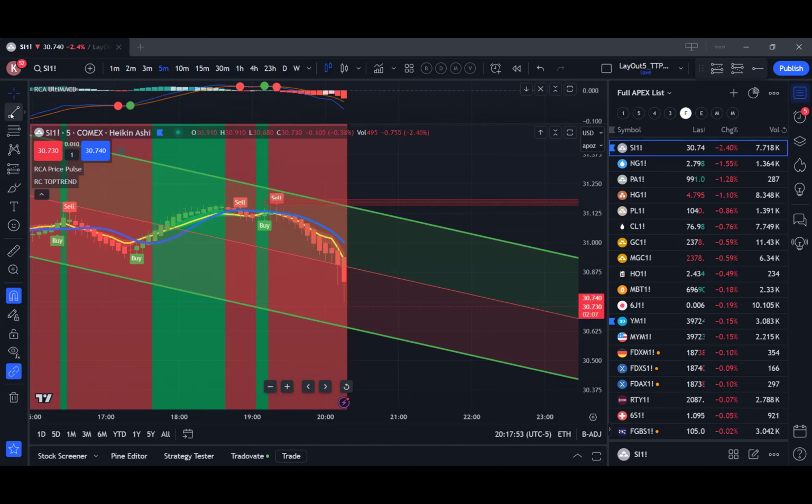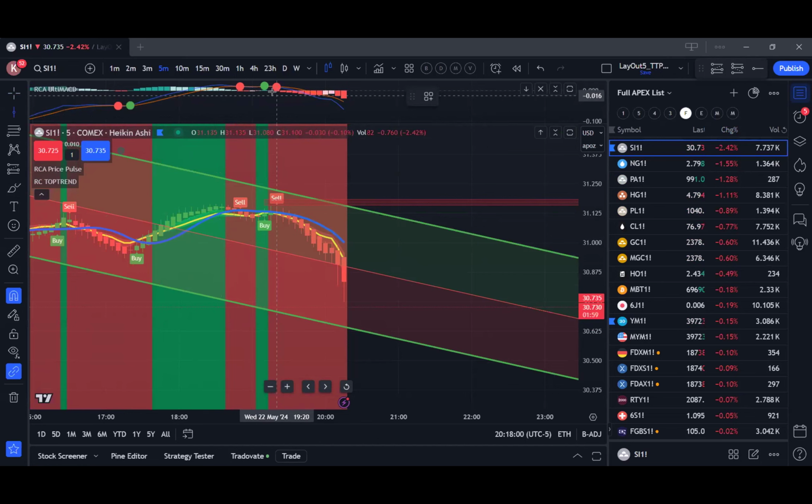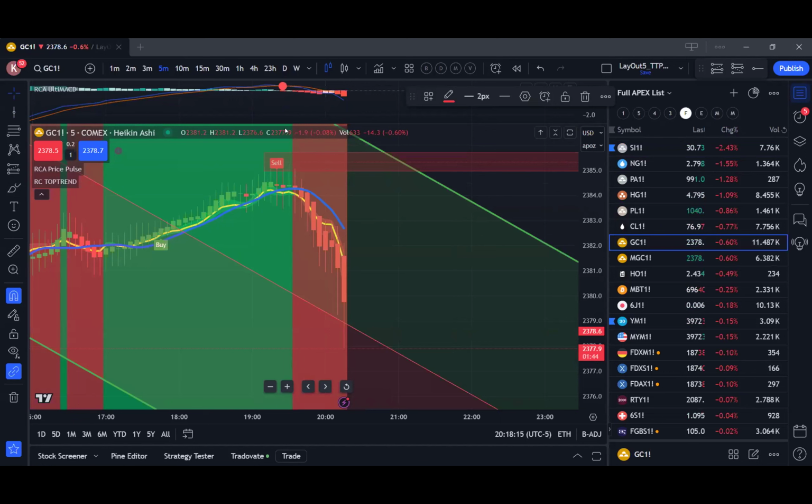Now, for example, if you put a vertical line, if you get a sell, you got a sell signal, you got a red dot, you have a red background, everything is matching. So this made nice profits. In the same way, if you go to gold, you got the sell signal, you got the red dot.